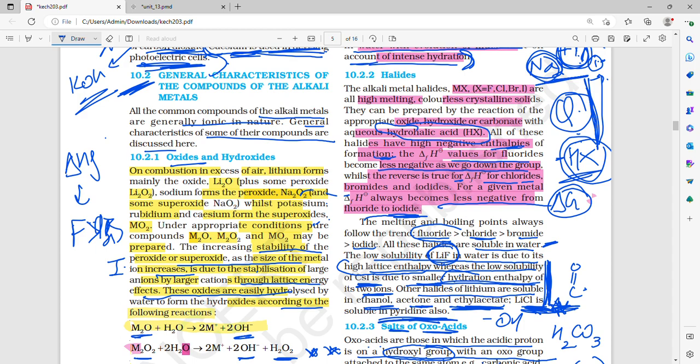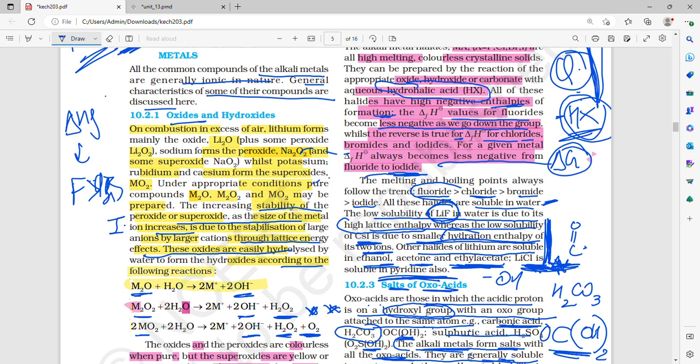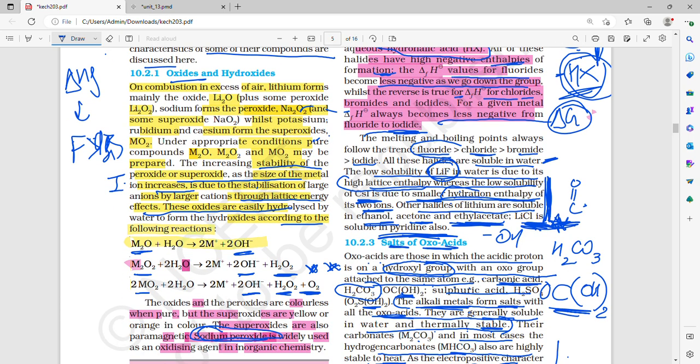General characteristics of the compounds of alkali metals: all the common compounds of the alkali metals are generally ionic in nature. General characteristics of some of the compounds are discussed here. Firstly, oxides and hydroxides. On combustion with air, lithium forms mainly the oxide Li2O, plus also some peroxide Li2O2. But the monoxide Li2O is formed only by lithium. Then sodium forms peroxide Na2O2, but it can also form some superoxide, that is NaO2.